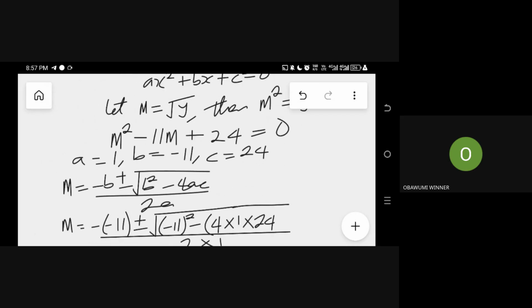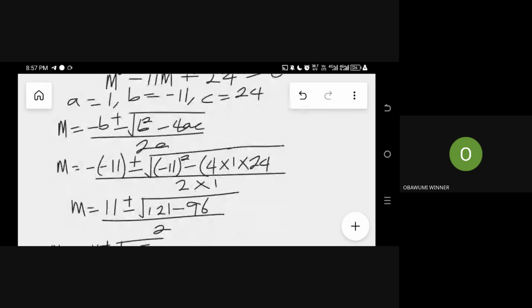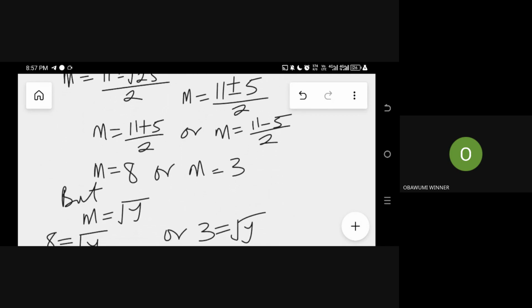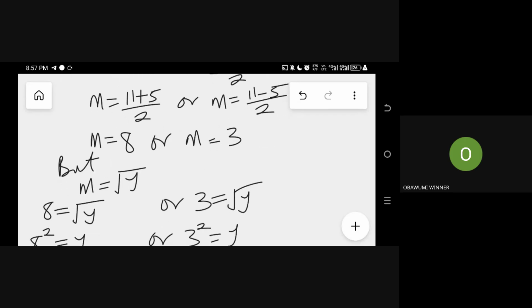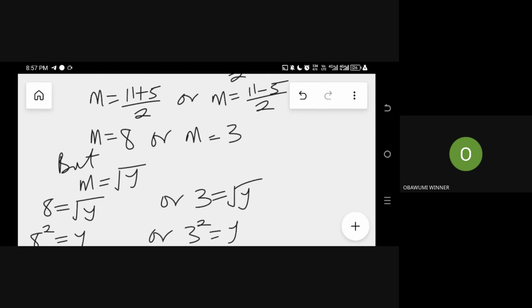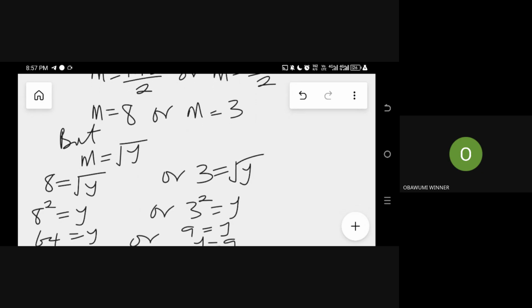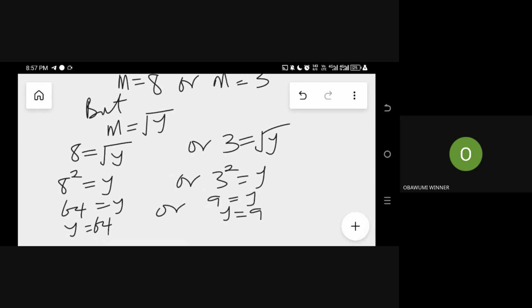So you recall that you said m is equal to the square root of y. That means 8 is equal to, there are two answers for m. So the first one, m is equal to root y. So you say 8 is equal to root y, or 3 is equal to root y. Then when you find the square of both sides to get y, you have 8 squared equals y. The other side you have 3 squared is equal to y.